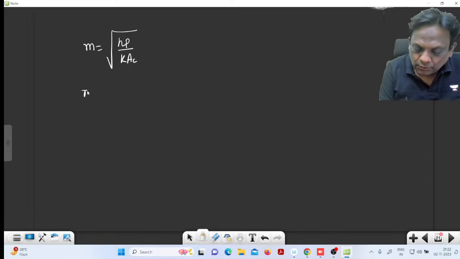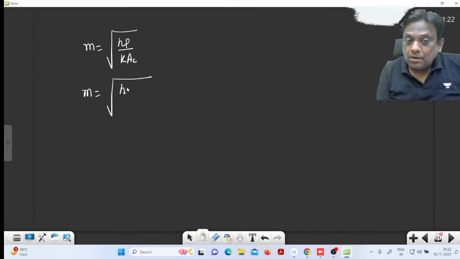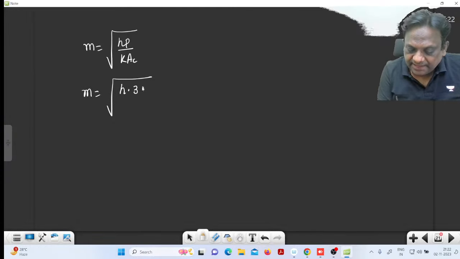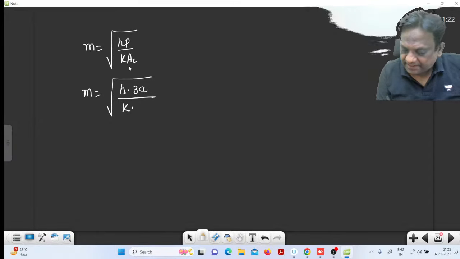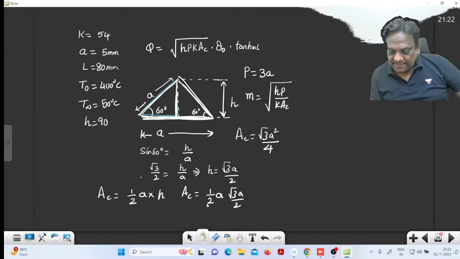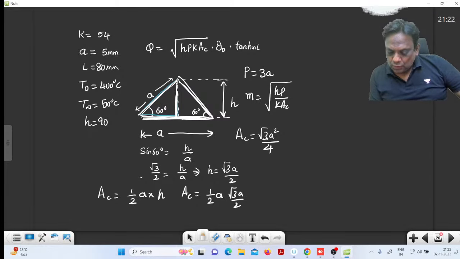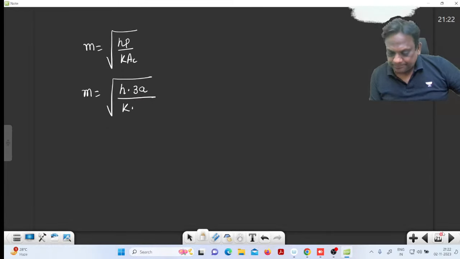Calculate करेंगे, sirs. So m is equal to under root of h. What is the perimeter? It is 3 times A by K. Units, you should be careful with units. A is area. What is the cross sectional area, sirs? It is root 3 A square by 4.